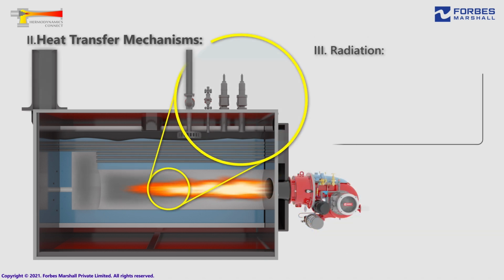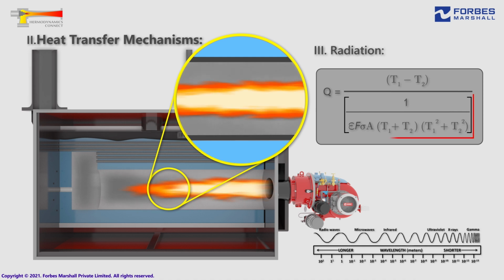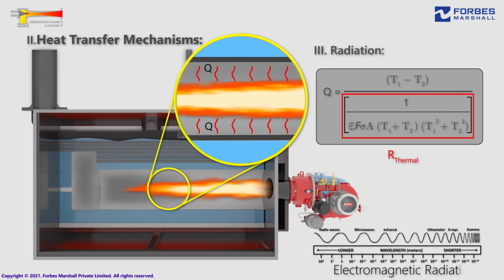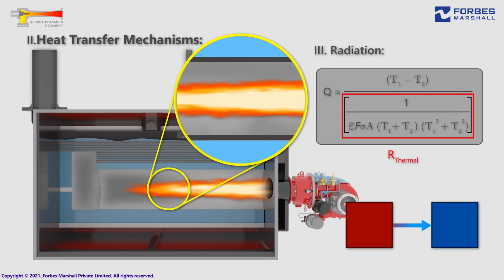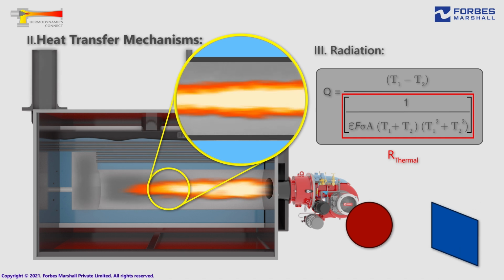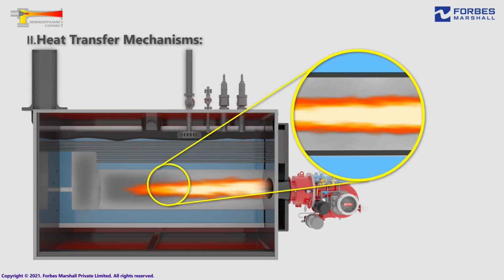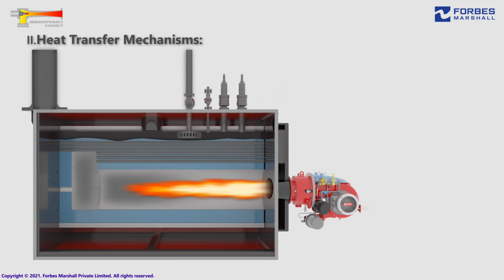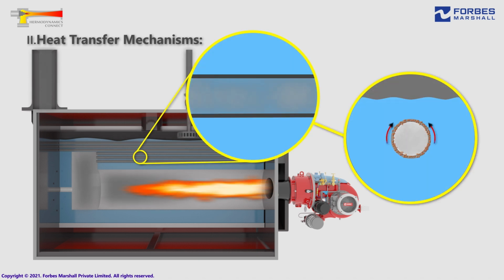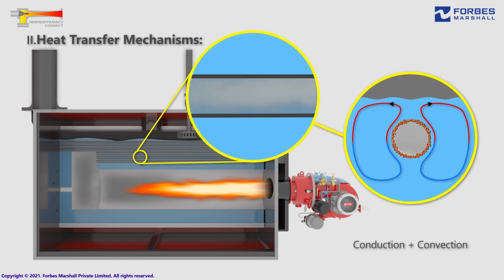Radiation. This mode of heat transfer takes place through electromagnetic radiation. It depends on the temperatures, geometry, orientation, and the radiative properties of the heat exchanging bodies like emissivity. Inside a boiler, the first pass, in other words, the furnace section, has radiation as the dominant mode of heat transfer, whereas in the second and third passes, conduction plus convection plays the dominant role.